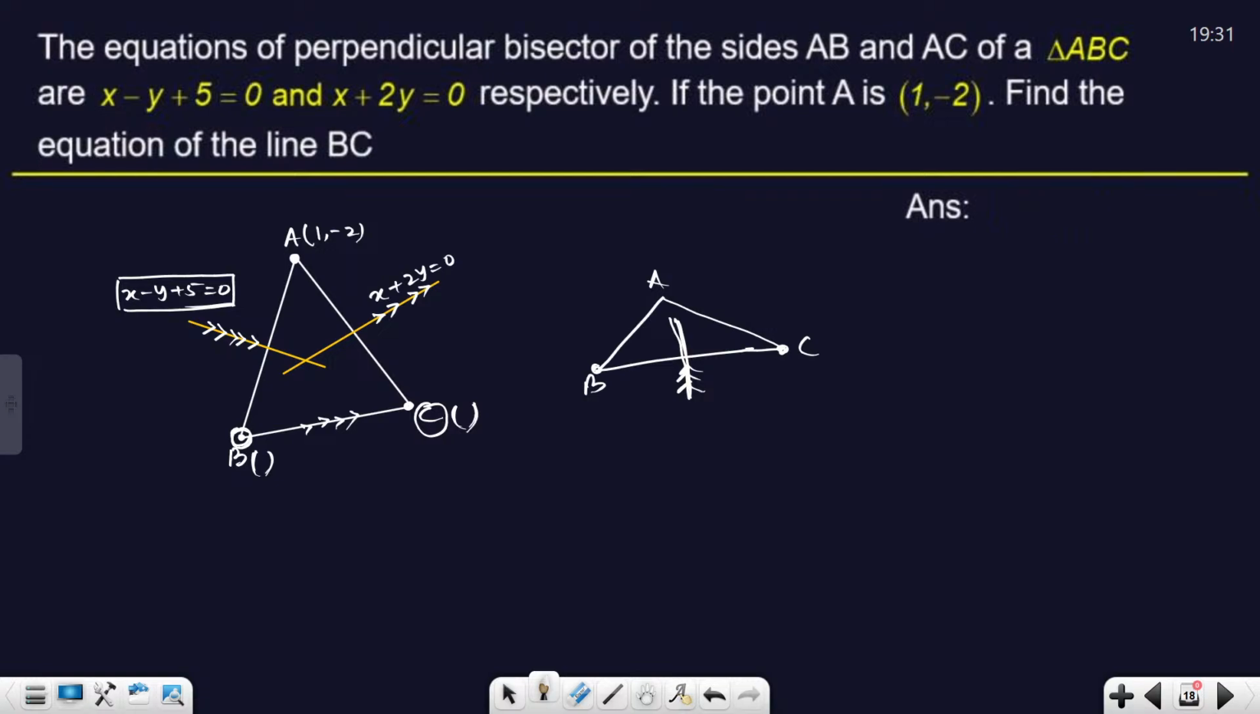I hope you can do this sum. Let me just find out the point B. Point C, you people will find out. Simply apply the shortcut formula that I have told you.